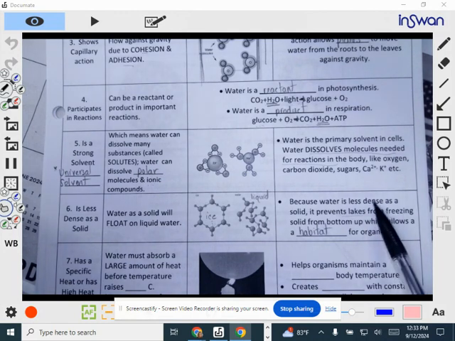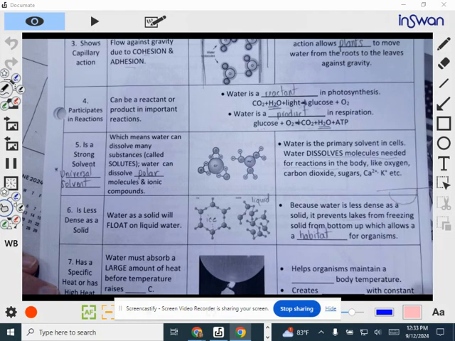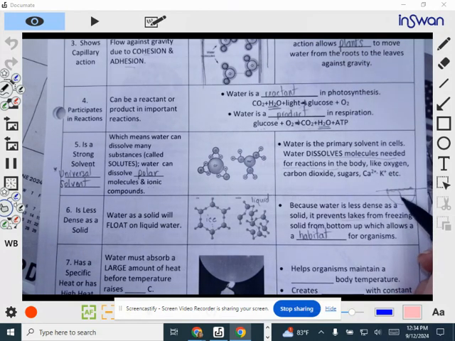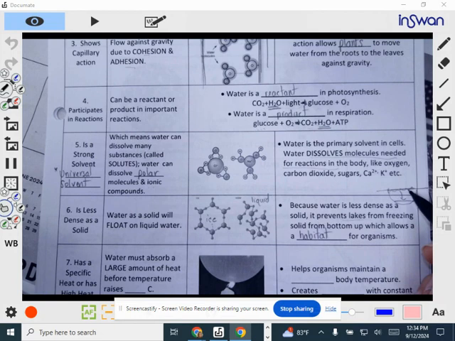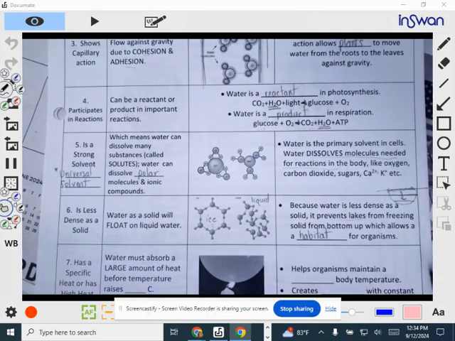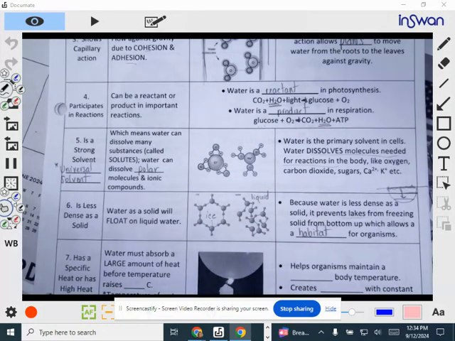If it was the opposite, our lakes and ponds would freeze solid from the bottom up during wintertime. If you have a little pond and the water froze and became more dense, it would sink. Then the liquid on top would freeze and sink, and freeze and sink, and our lakes would freeze from the bottom up. That doesn't happen, so even in the wintertime we have water underneath the ice, and that is a habitat for organisms to live.